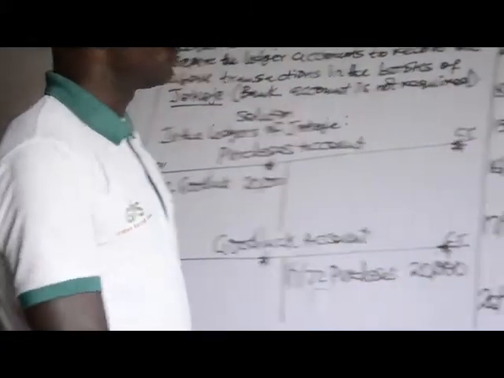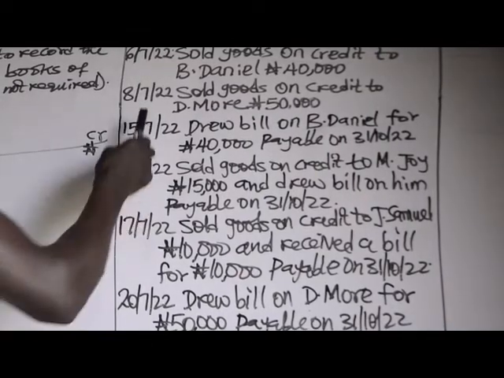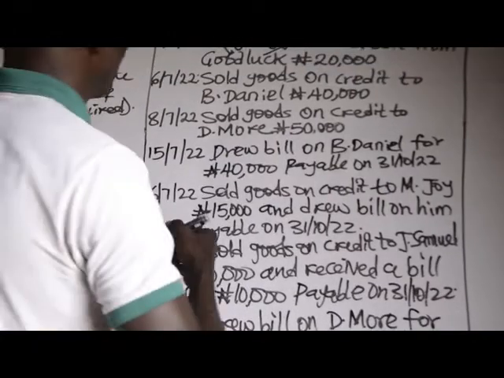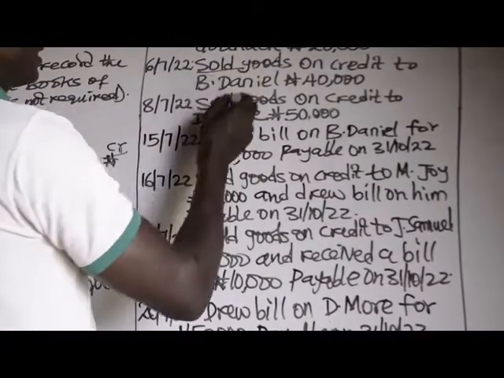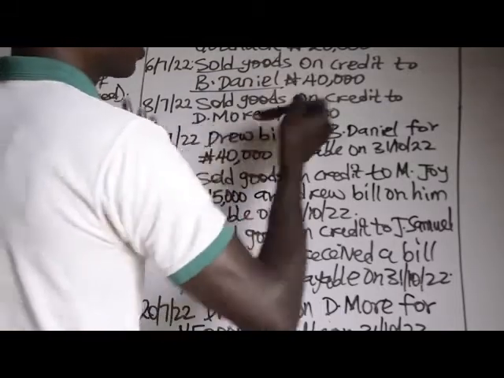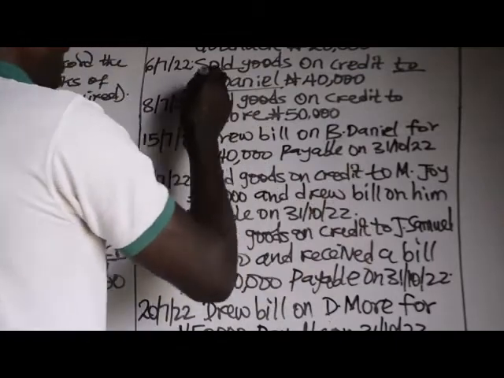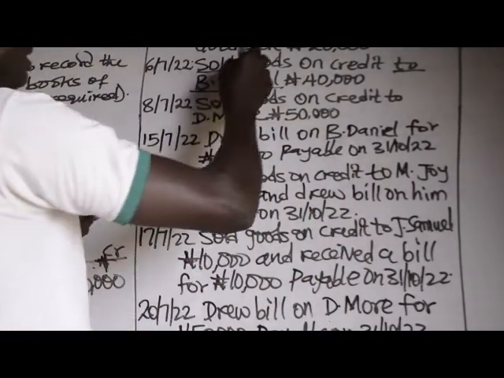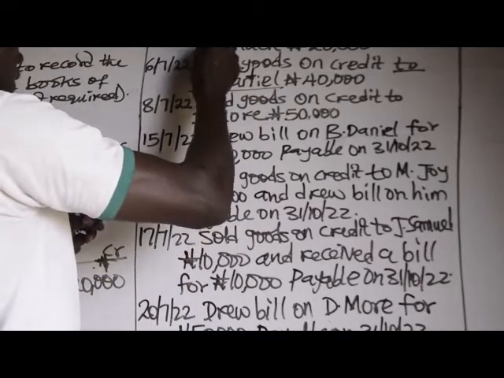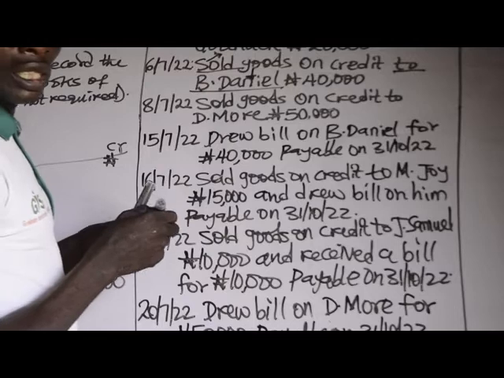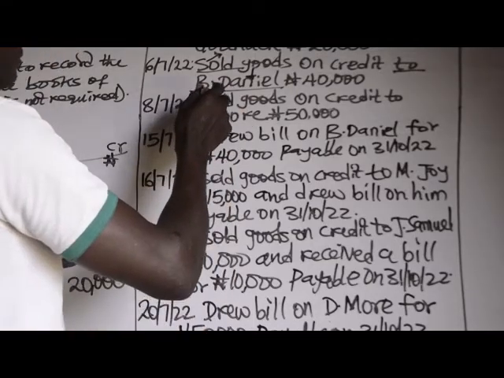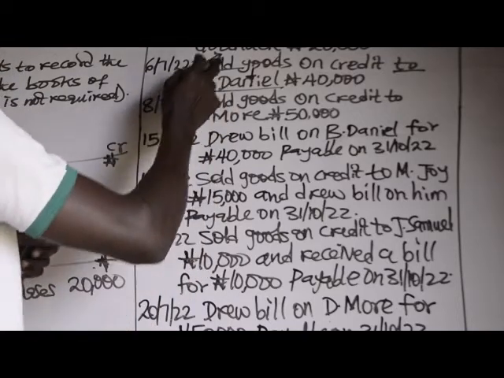Now, back to the question. On the 6th of July 2022, sold goods on credit to B. Daniel. This involves the sales account and B. Daniel account. It was sold to B. Daniel, which shows that B. Daniel is the receiver. Sales is the giver. So we debit B. Daniel account and credit sales account.